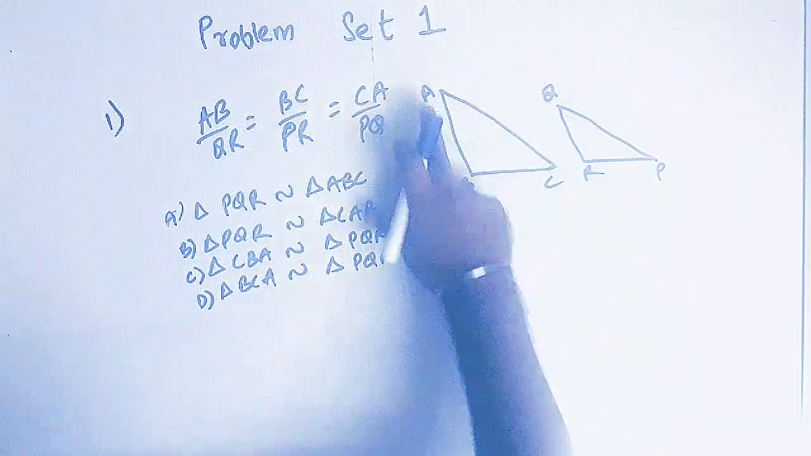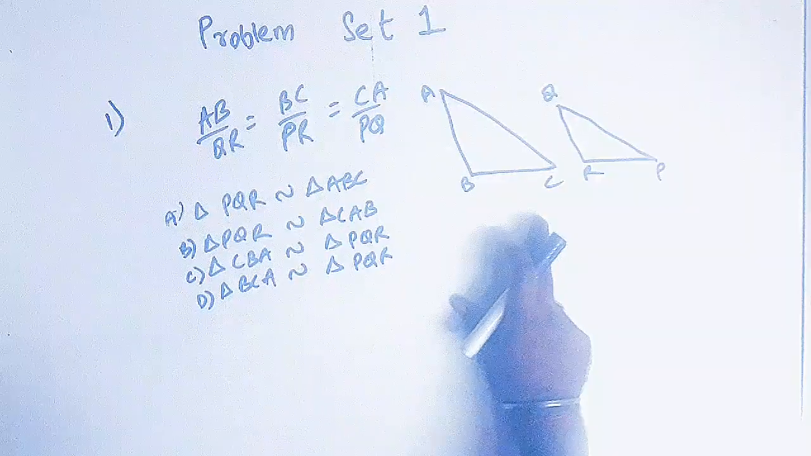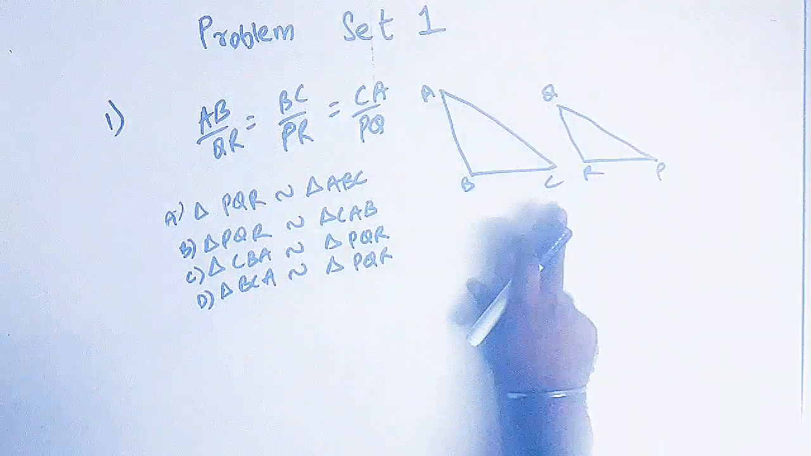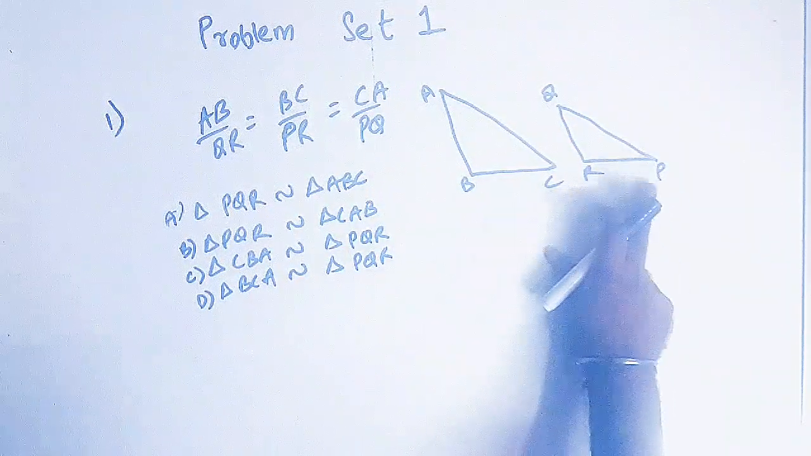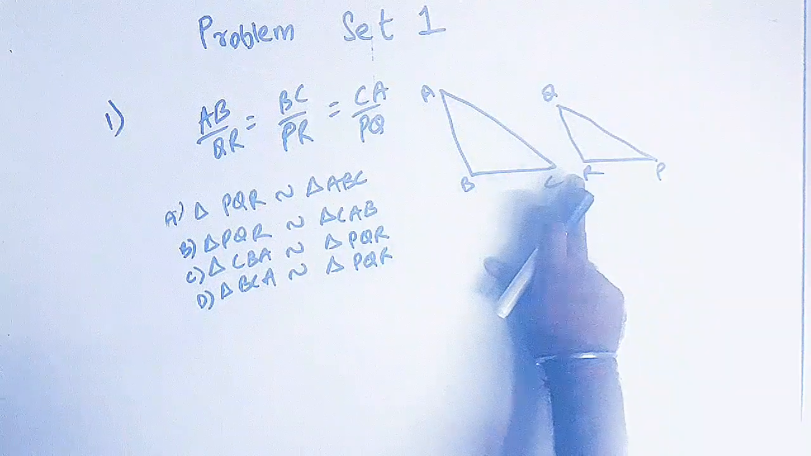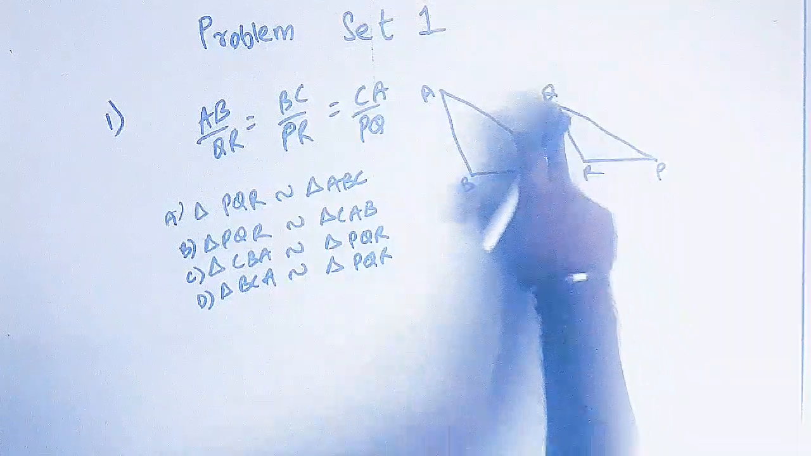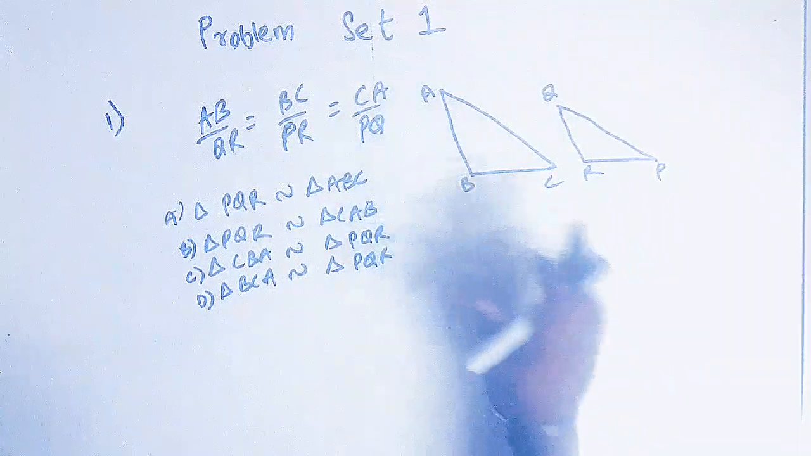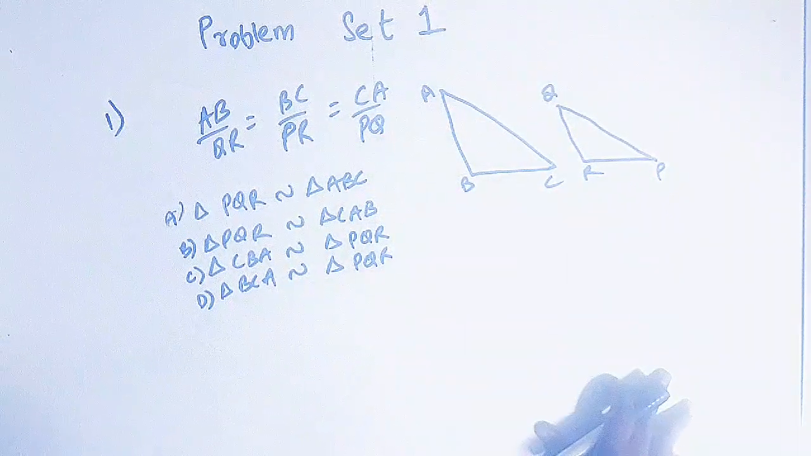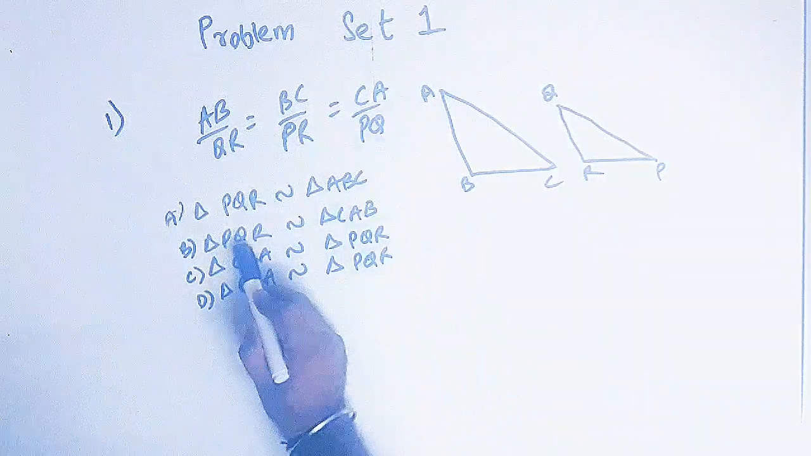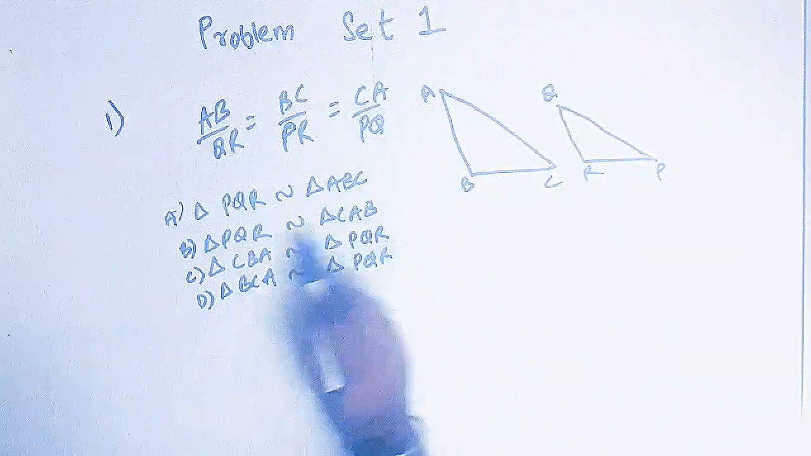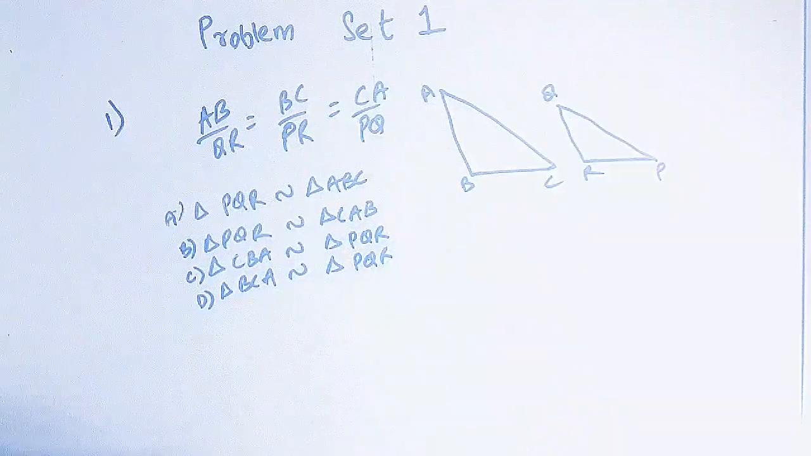PQR with ABC. No, once we are taking PQR, it should begin from C. You can see here PQR is similar to CAB. Going correct? PQR with CAB. You can see here PQ with CA, R and B, third remains. So your answer is option B. Let us move on to the second one.